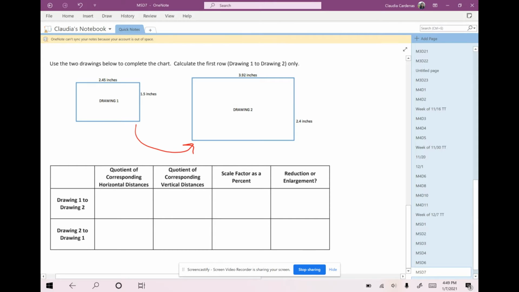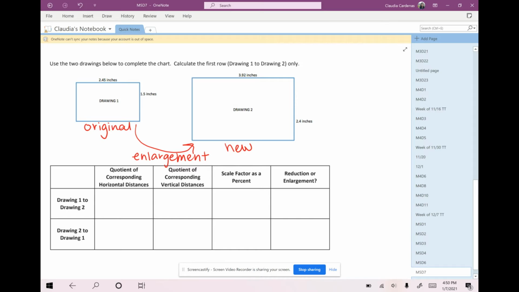And so the first thing, if drawing 2 is a scale drawing of drawing 1, would this be a reduction or an enlargement? And how would we know? Well, I see that if we're going from drawing 1 to drawing 2, it is getting bigger. Therefore, it is an enlargement. So go ahead and label this on your notes as well. And so we know that because drawing 1 is the original and drawing 2 is the new, right? That's the scale drawing based off of the original.